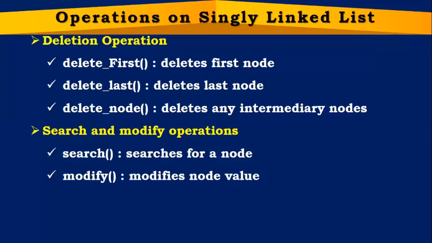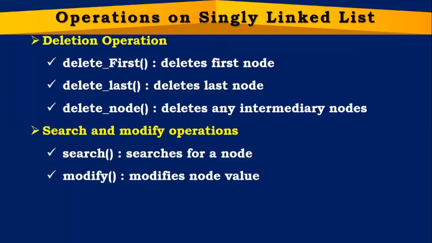Next, search and modify operation. With the help of the search function, we are going to search whether a particular node exists in the list or not. If the node exists in the list, it gives us a message that the node exists in the list. If the node does not exist in the list, it gives us a message that the node does not exist in the list. And the basic strategy and principle involved in the search function is linear search, that you already learned in your first year.